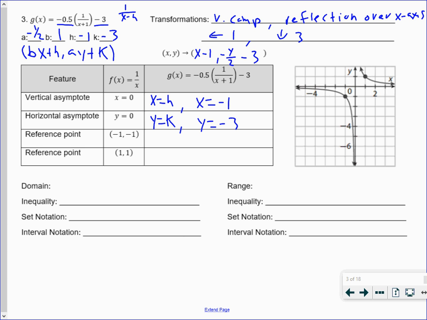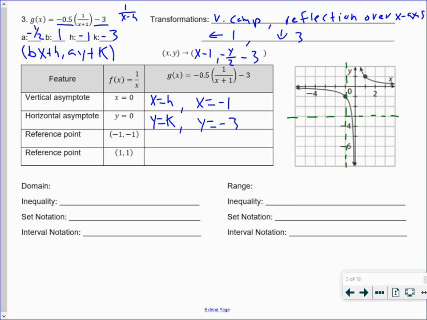So I'm going to go ahead and graph these asymptotes really quickly. I have x equals negative 1, that's our vertical asymptote. That should be right over here. And then for our horizontal asymptote, y equals negative 3. That will be right there. Okay? So we have our asymptotes graphed out.